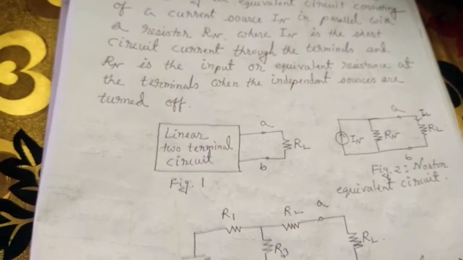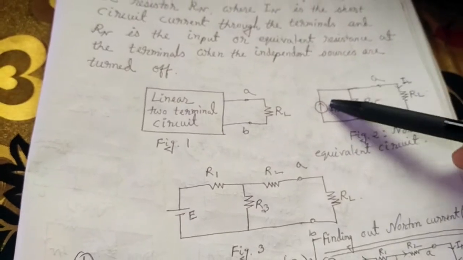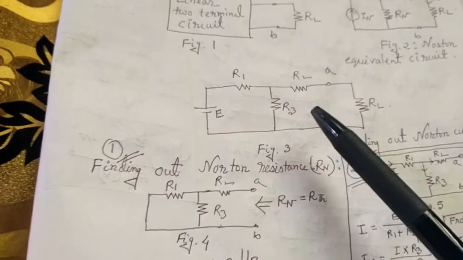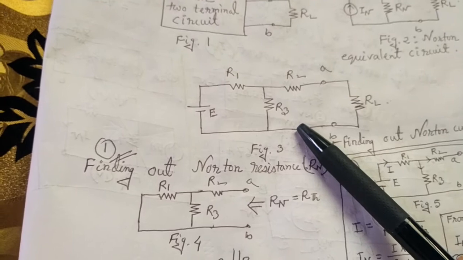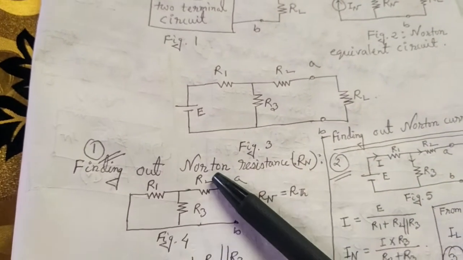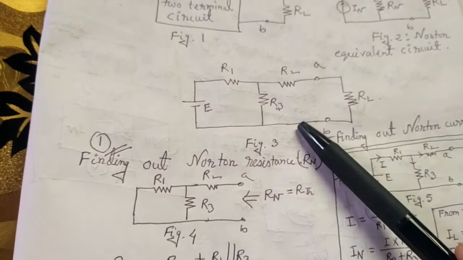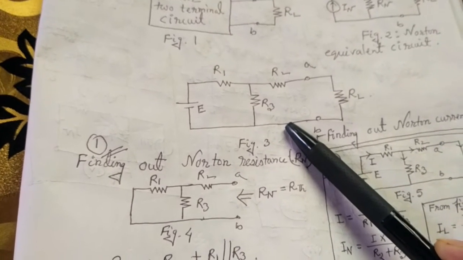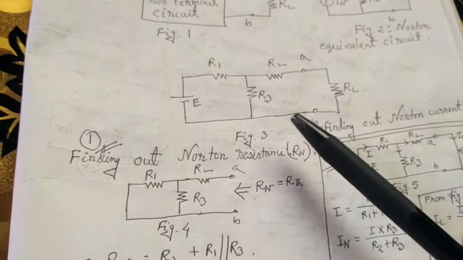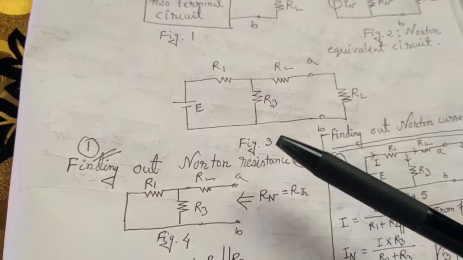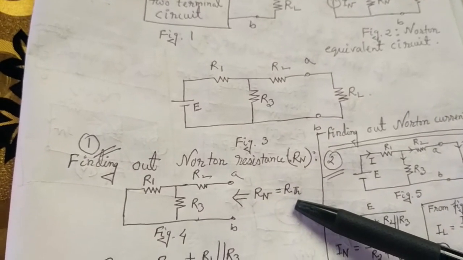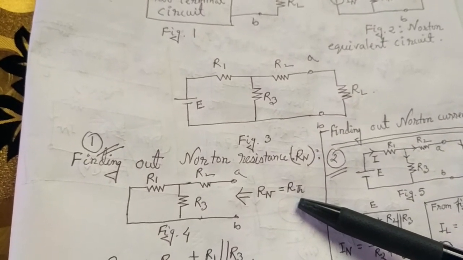Now we will try to determine these IN and RN. So let's try. We are taking this example, finding out first the Norton resistance using this circuit. It is similar to the Thevenin resistance. Norton resistance RN equals Thevenin resistance. We have discussed how to determine Thevenin resistance.